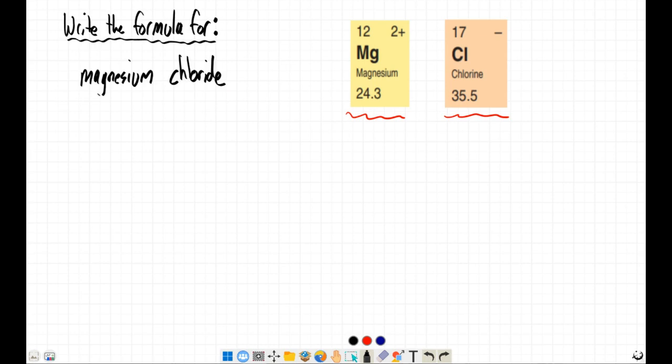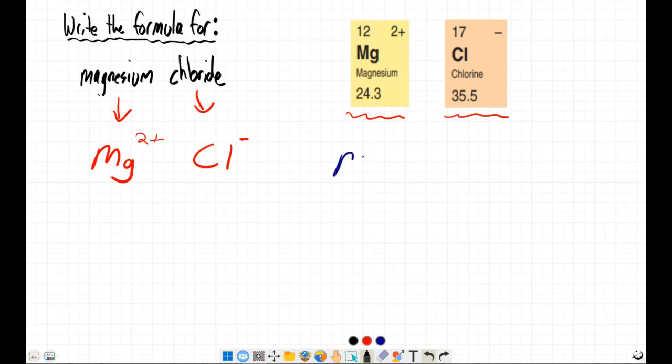So let's get right to it. First thing is, let's write down the symbols for magnesium and chloride. Magnesium is Mg and chloride is Cl. On these symbols, I'm also going to note the charges. So from the periodic table information I have at the side there, we know that magnesium has a charge of 2 positive and chlorine has a charge of -1.